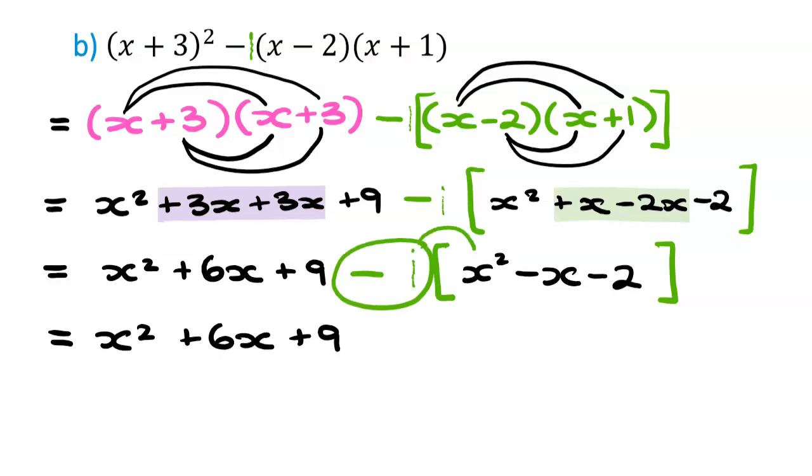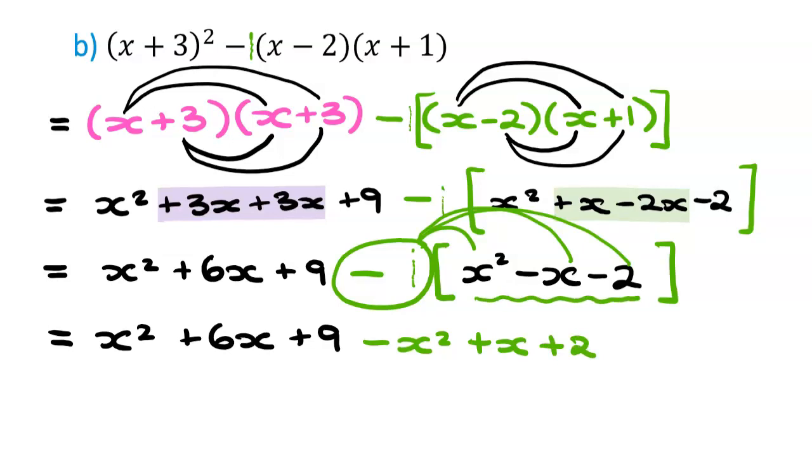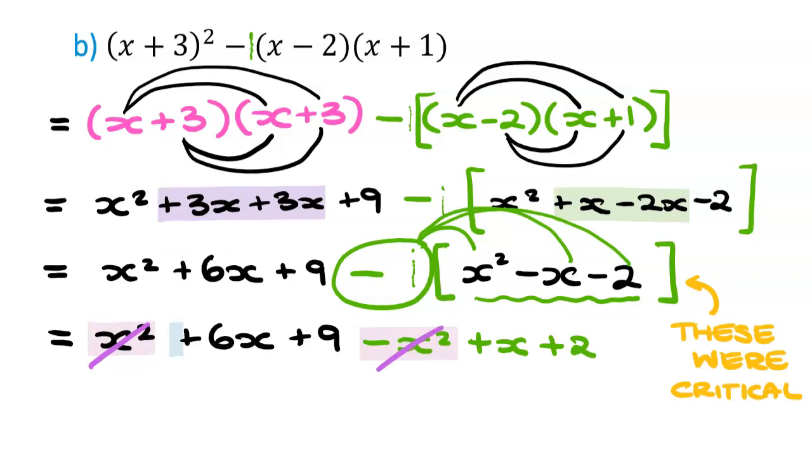So negative 1 times x squared will be minus x squared. Negative 1 times negative x will be plus x. Negative 1 times negative 2 will be plus 2. So what negative 1 did is it changed the sign of everything inside of this bracket. Again, brackets were critical here. We're nearly at the end. Let's now look for some like terms. So, I notice again we've got an x squared minus x squared. So that means these are just going to go away. We've got plus 6x plus x. So that's going to be 7x. And then finally, we've got plus 9 plus 2, so plus 11.